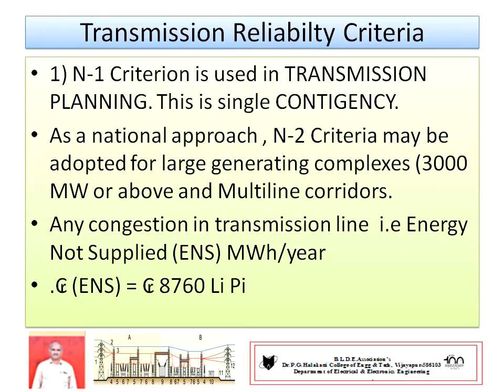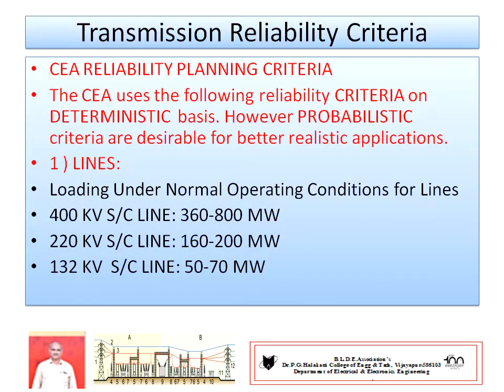It is also referred to as energy not supplied, ENS, megawatt hour per year. As per research, this value may be given by sigma ENS equal to sigma 8760 into Li into Pi. This is the discussion at the global level. Coming to the nation, in the Indian system, CEA finalizes this reliability criteria. As per CEA reliability planning criteria, the CEA uses the following reliability criteria on a deterministic basis, but actually probabilistic criteria are more desired for better realistic applications.